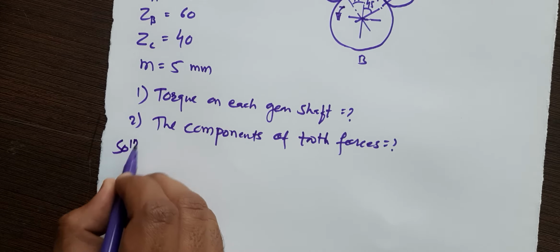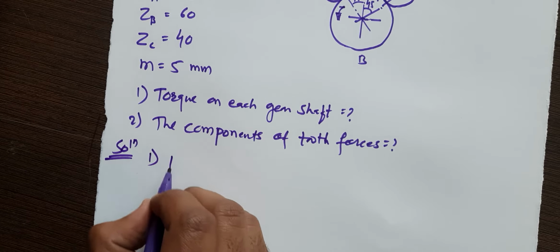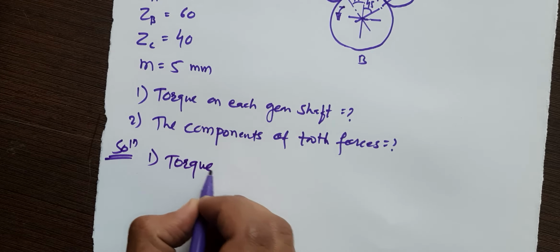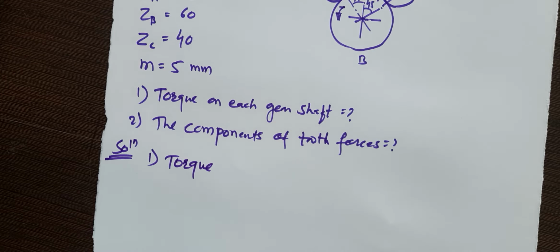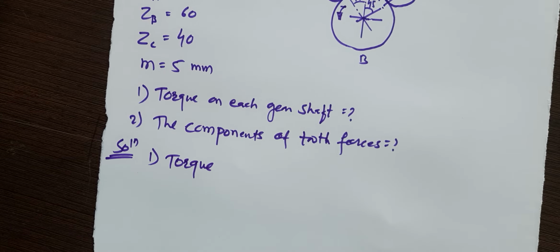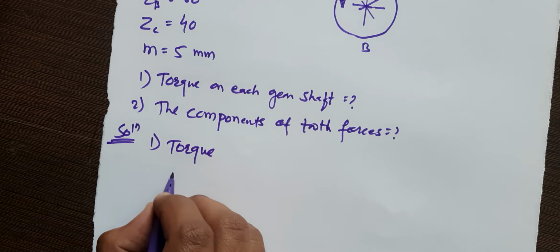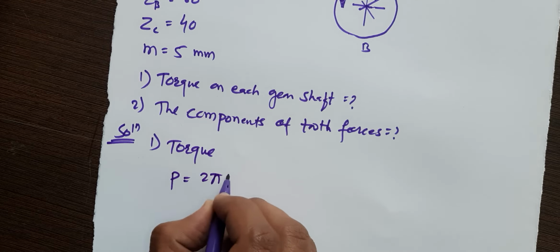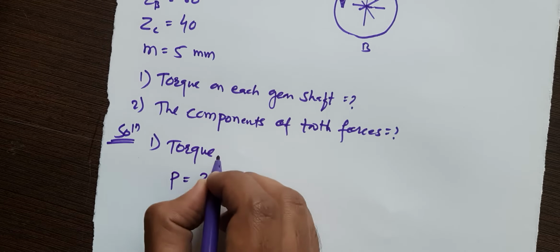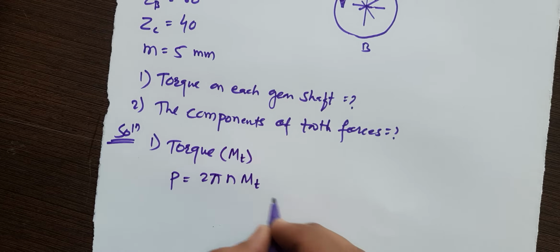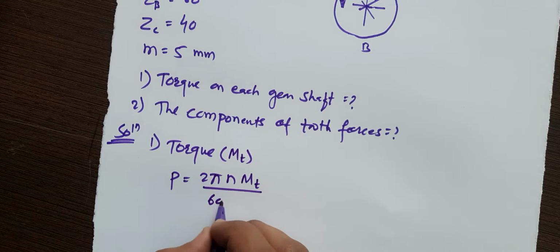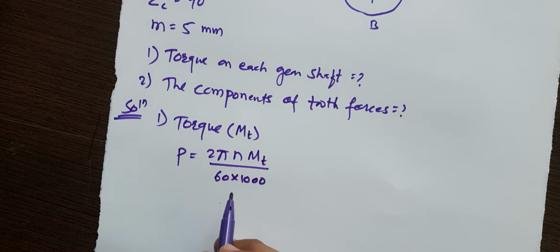So now we will find torque. The torque we can find from power. Okay, so we have a formula of power is equal to 2 pi N into Mt, where Mt is nothing but torque, divided by 60 into 1000. So this is the formula of power. From this power formula we will calculate Mt.